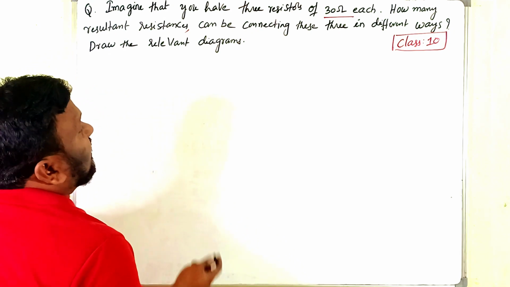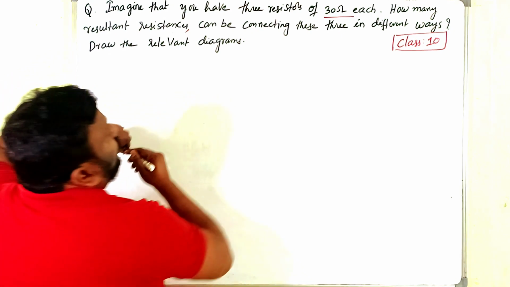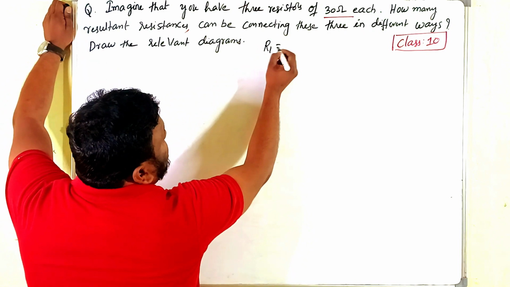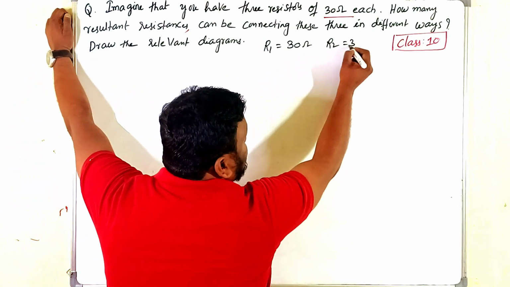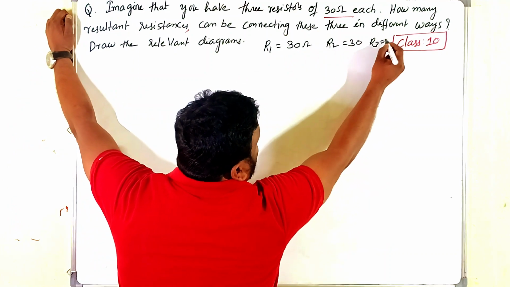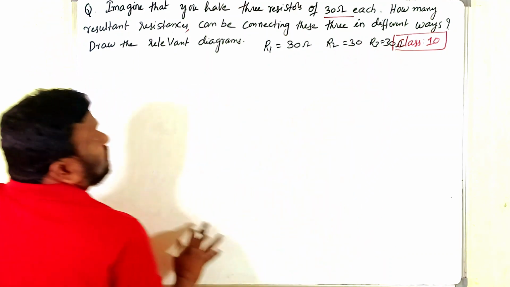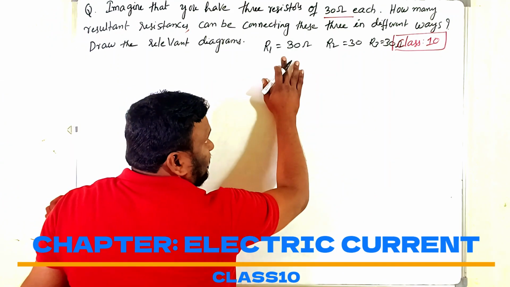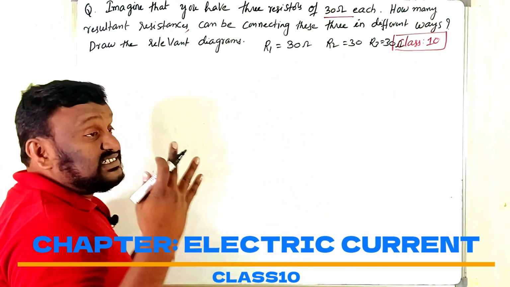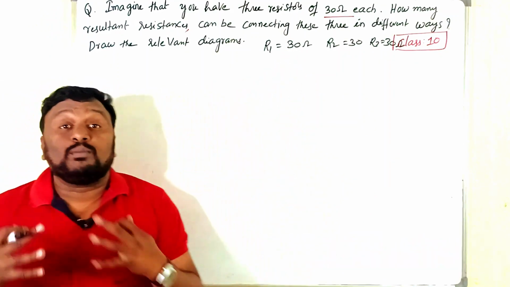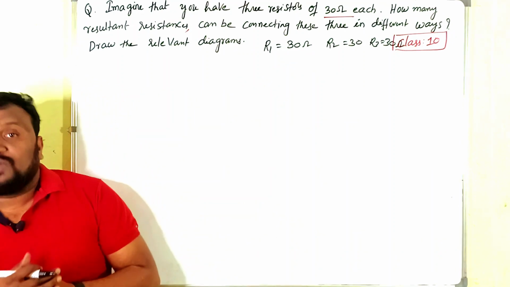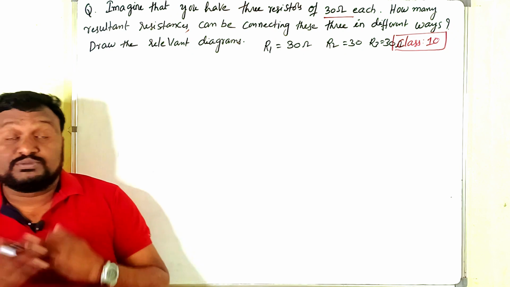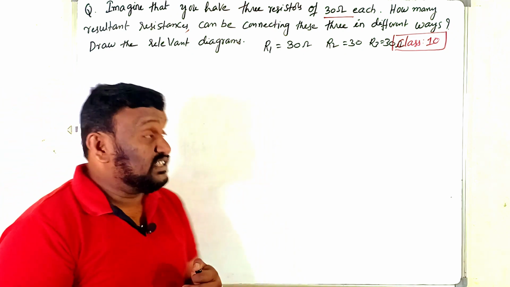He was given three resistors. So R1 is 30 ohms, R2 also 30 ohms, and R3 also 30 ohms. So three resistors are there. These three resistors can be connected in how many ways? And every time we will get one resultant value. That is what we have to find. That is the question here, children.